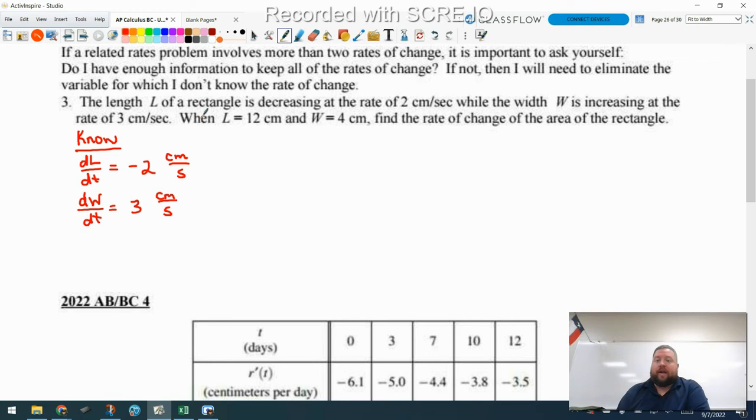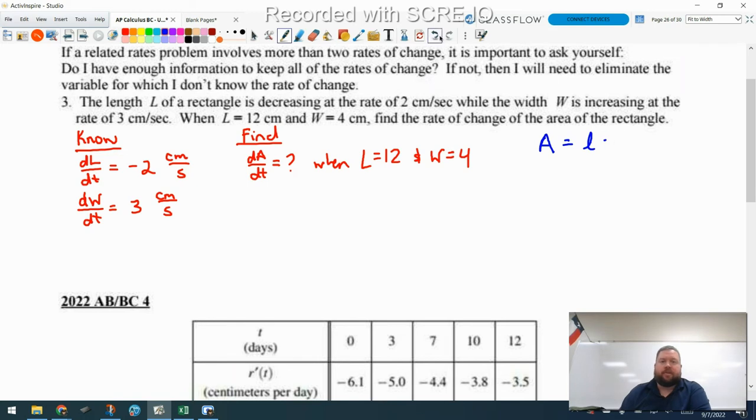All right, when L is equal to 12 and W is equal to 4, find the rate of change of the area. So we want to find dA over dt when L equals 12 and W equals 4. Okay, so what we know is that the formula for area of a rectangle is A equals L times W. Here, I'll use the capital L like we were using over there. L times W.